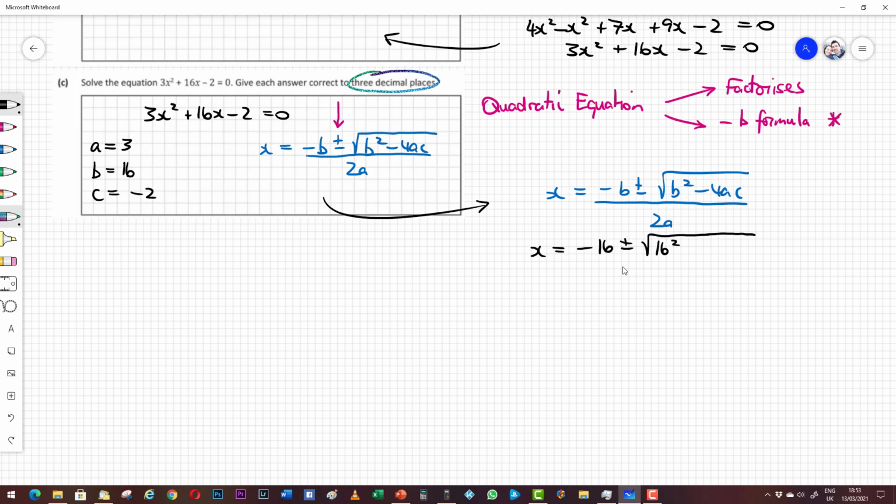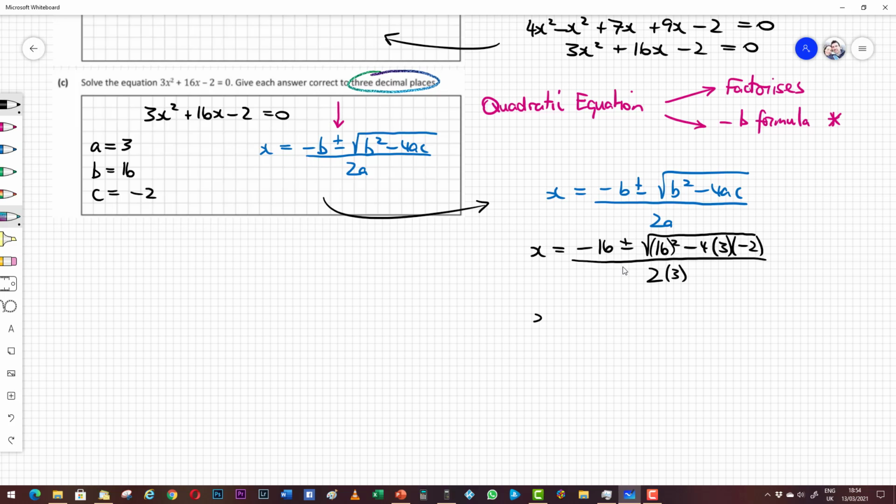And again, just be careful. Put that 16 in a bracket. It won't matter in this question where it's a plus 16, but if that was a minus 16 and you don't put it in a bracket, you can make a mistake there. Minus 4 by a, which is 3, by c, which is minus 2. And that's all over 2 times a, which is 2 times 3.